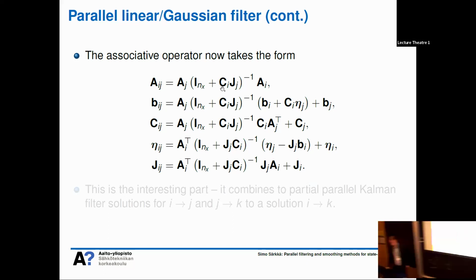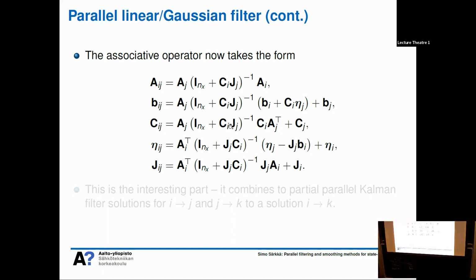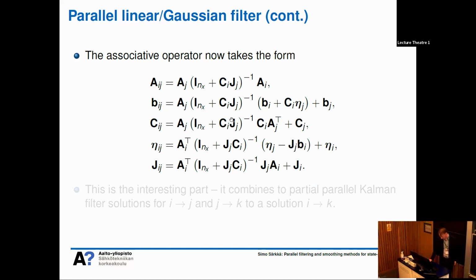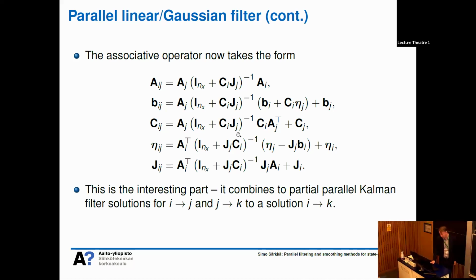And then, okay, so it looks like there are two inversions, but actually this one is transposed. But anyway, if you have the solutions for jumping from I to J and J to K, then these give the jumping from I to K. So this is the skip connection for that.